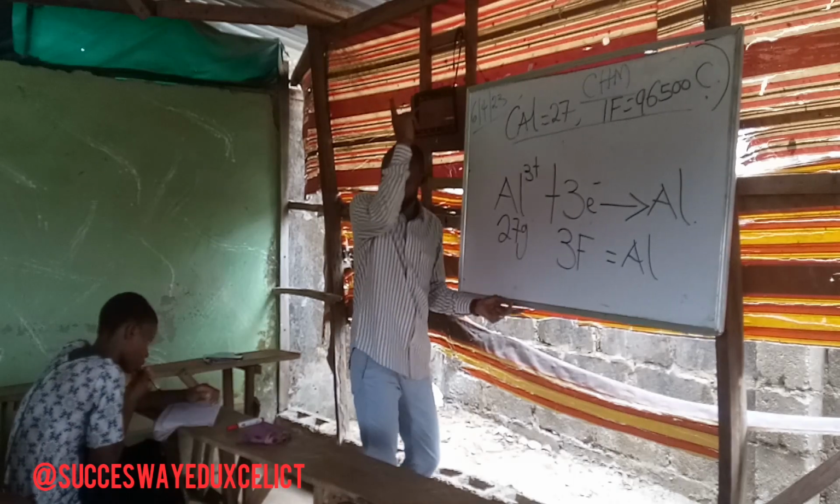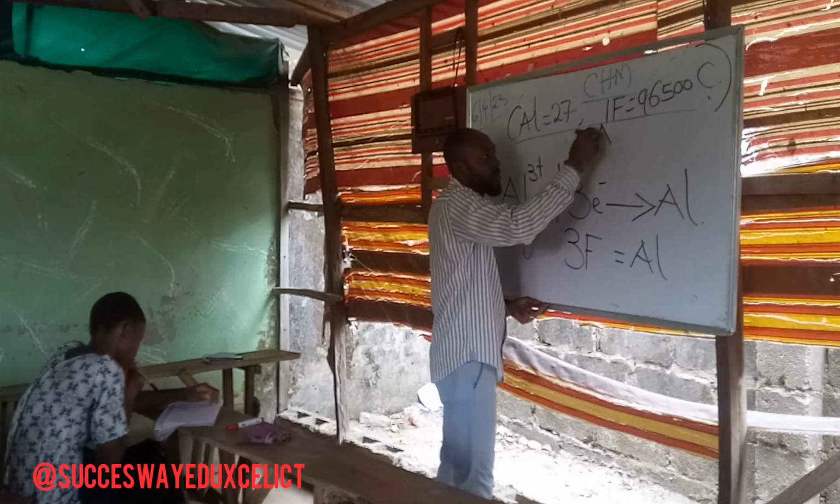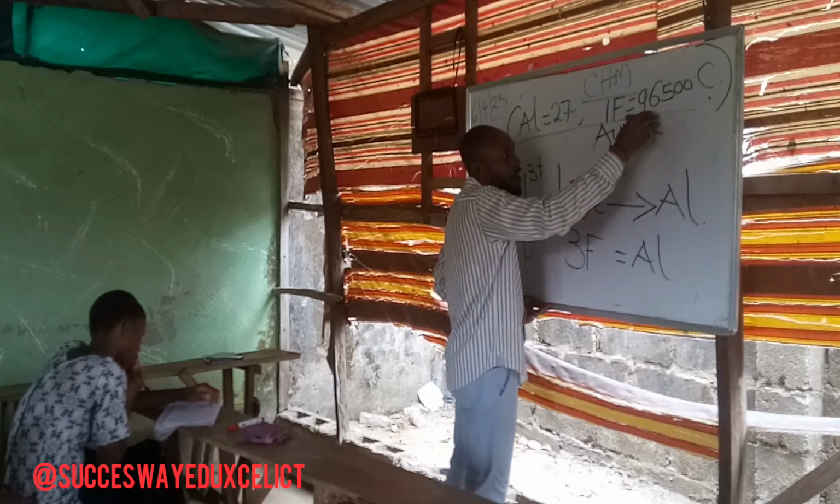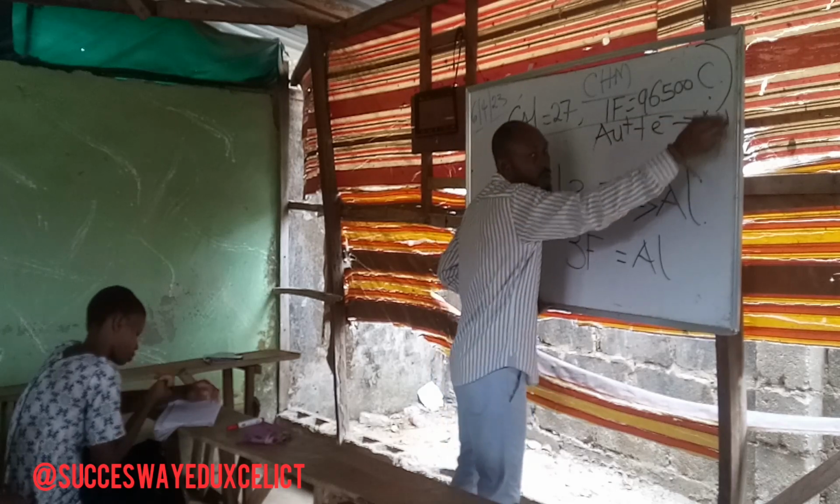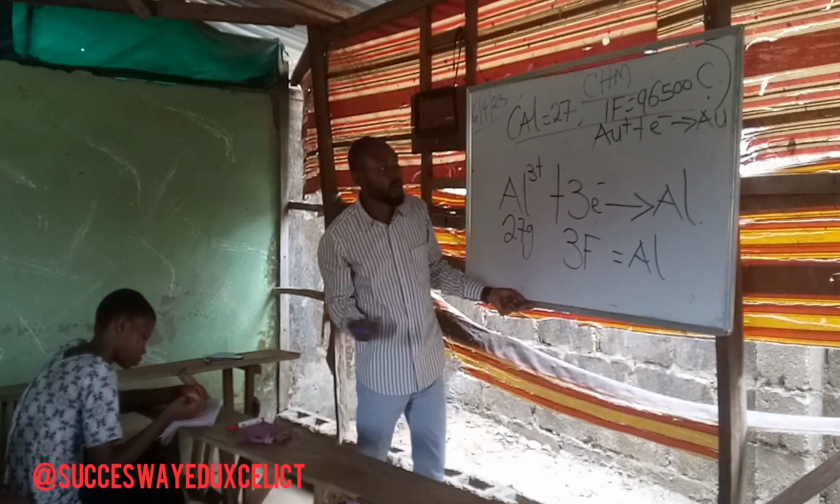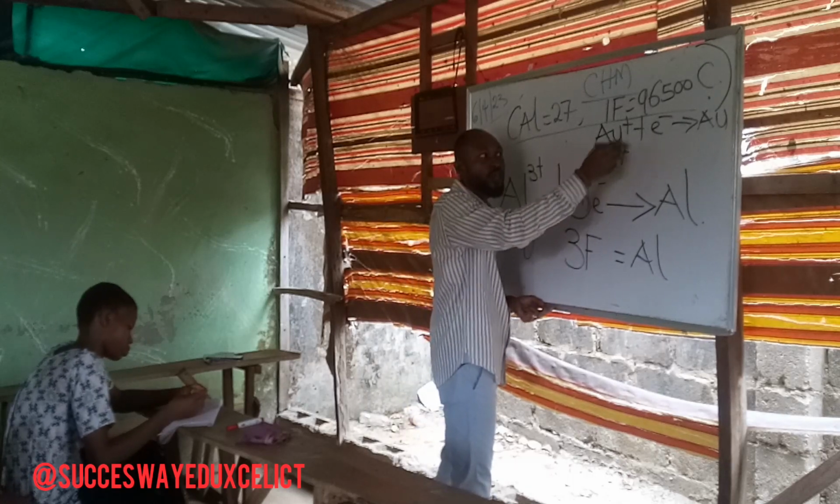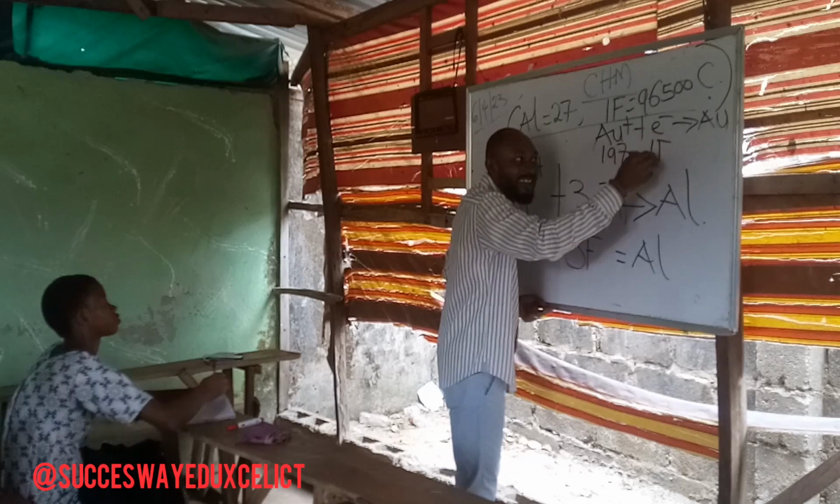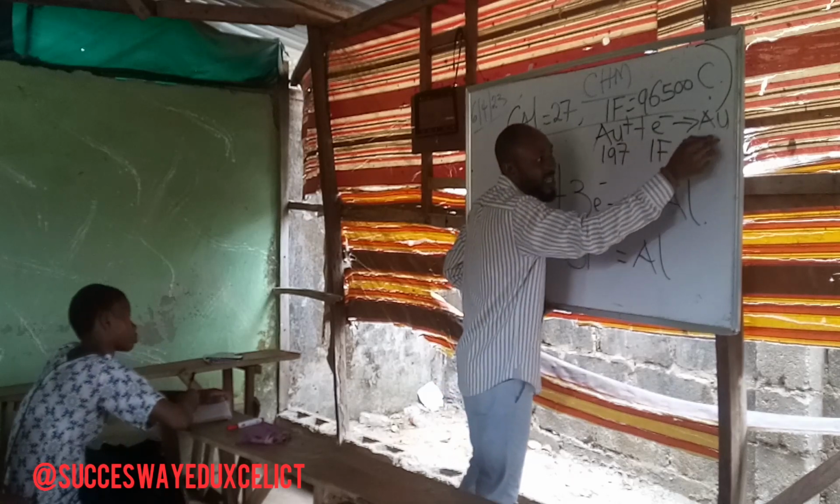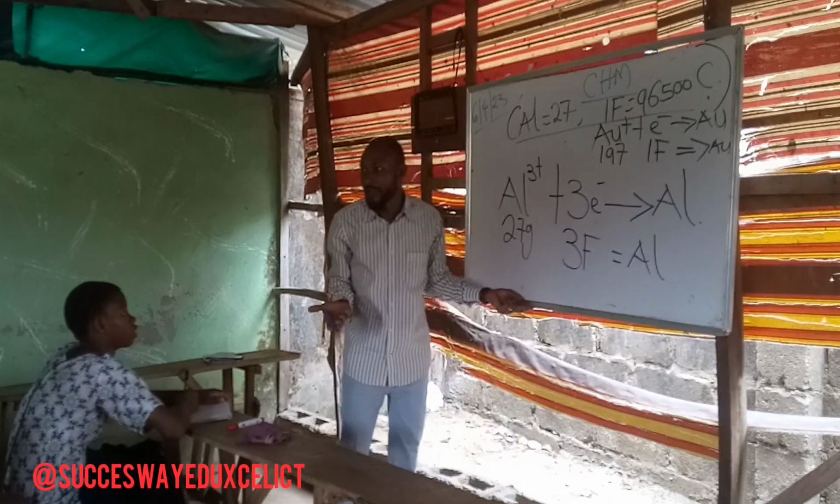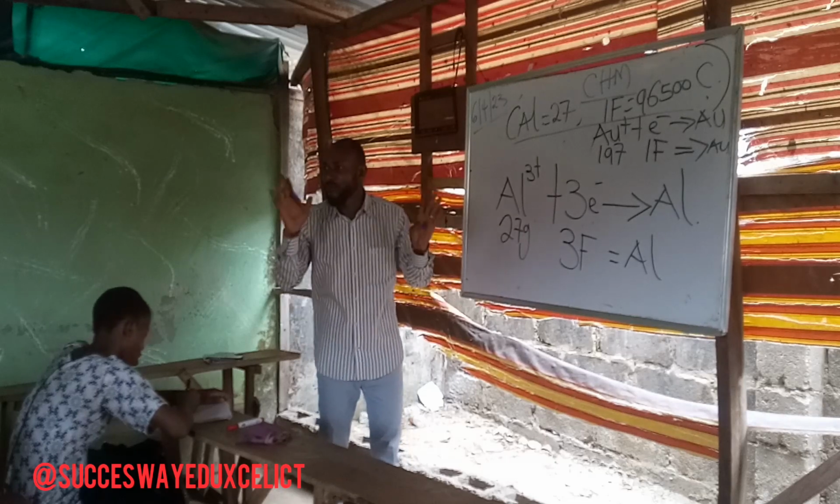If I wanted to do it, we did it with gold. Look at gold. Au plus is going to give away 1 electron to become ordinary gold. What does it translate into? It means 197, that happens to be the mass of gold, is going to need 1 Faraday to become metallic gold. That is it there. Are you guys following me?